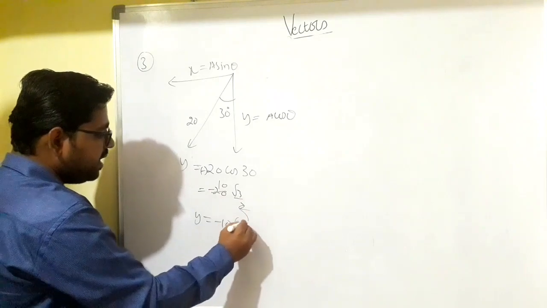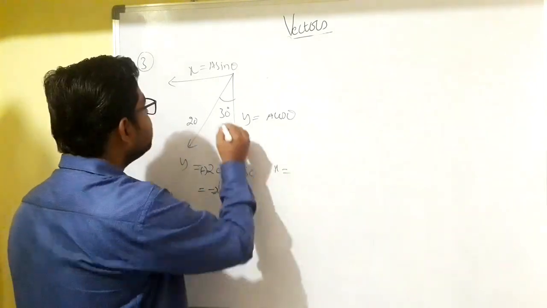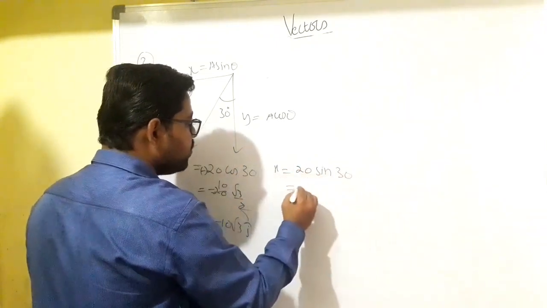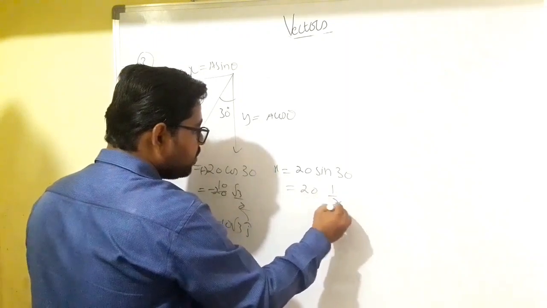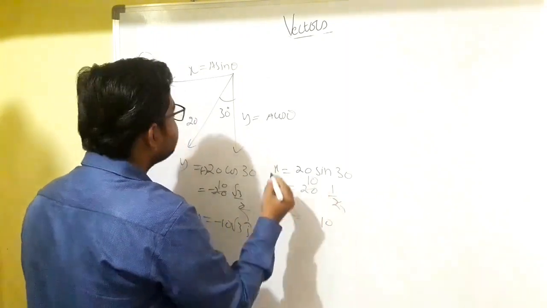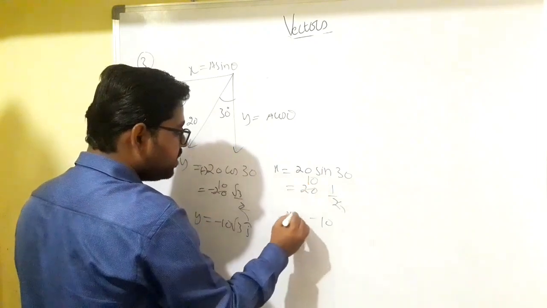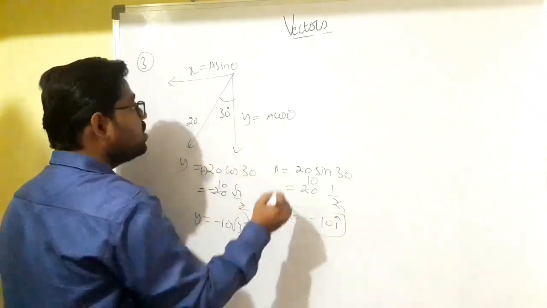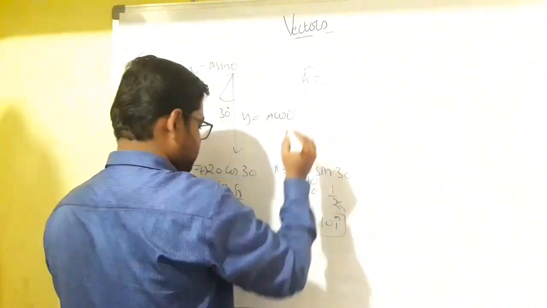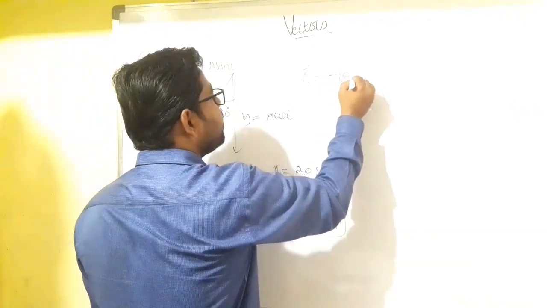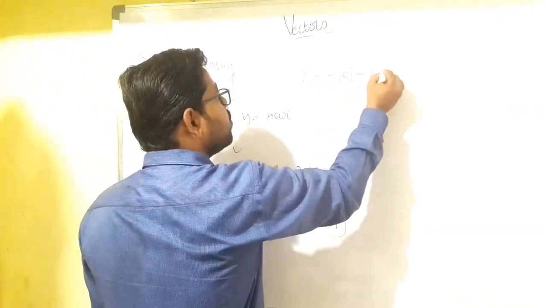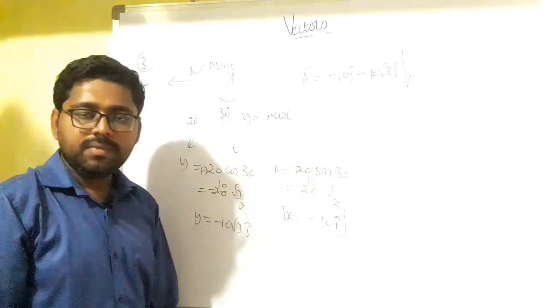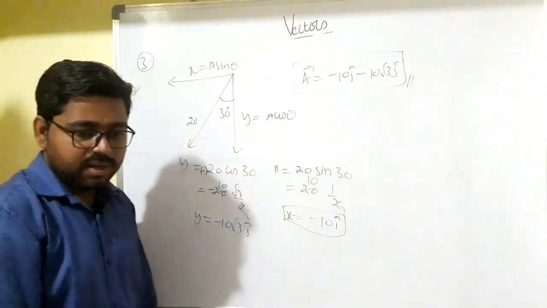Y component means it should be j cap, and x component. What is x component? It is a sin 30, a sin theta. 20 sin 30. That is, sin 30 is 1 by 2. Tens are 10. So what is the sign? It is in the negative direction. It is minus. X is equal to minus 10. So minus 10 i cap. If I write it together, so a vector is equal to minus 10 i cap minus 10 root 3 j cap. This is how we resolve it into vector. Clear? Okay. Similarly, one more example.